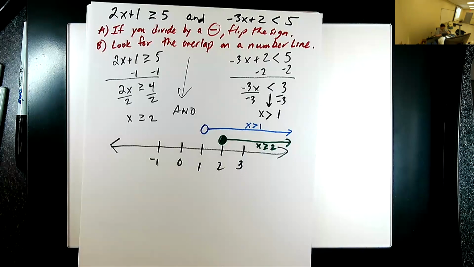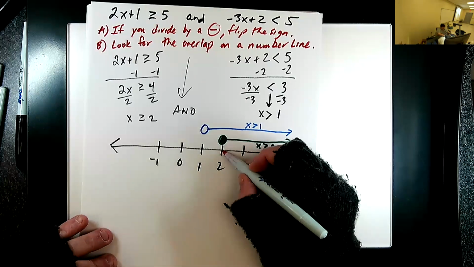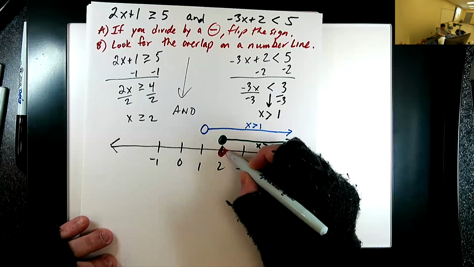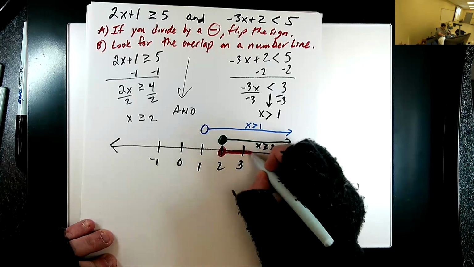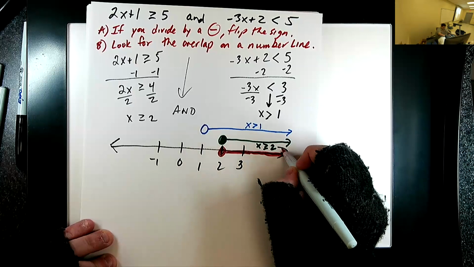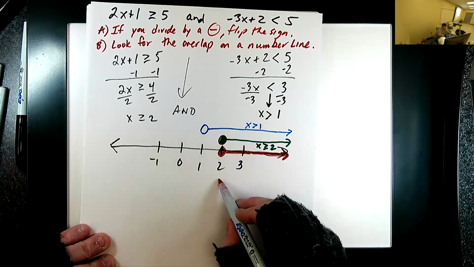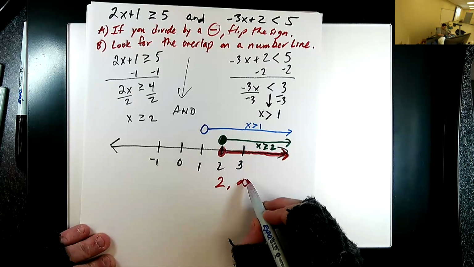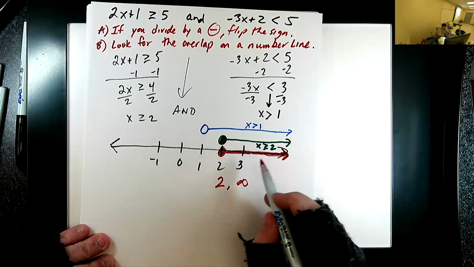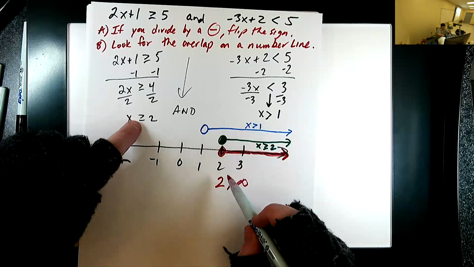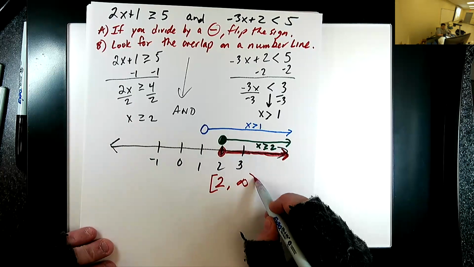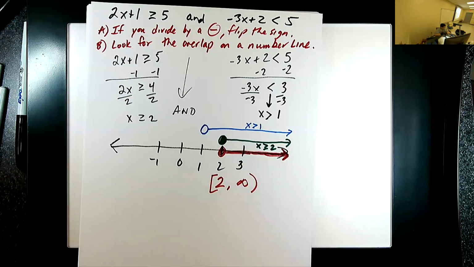The region of overlap is actually just the green line. It starts at 2 and it goes to the right. So we would do 2 to infinity. Solid points that have the equal portion always get the bracket. Infinity is always a parentheses.